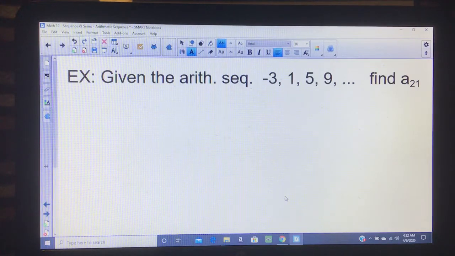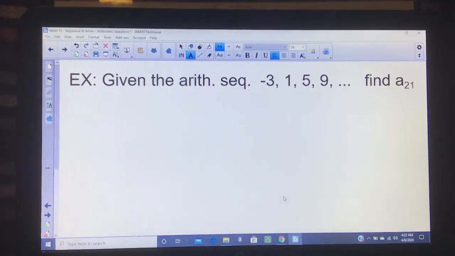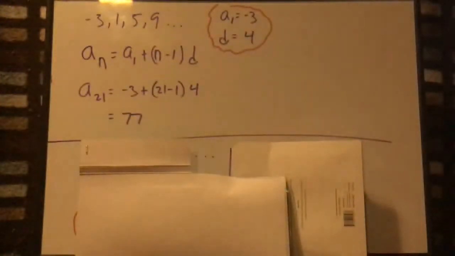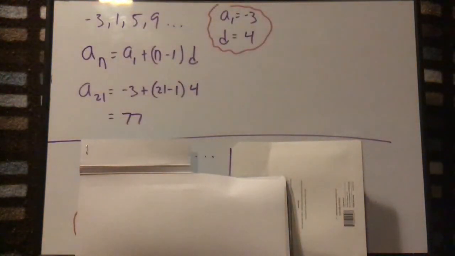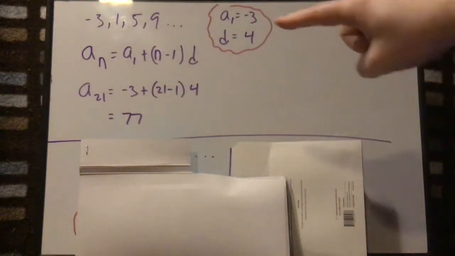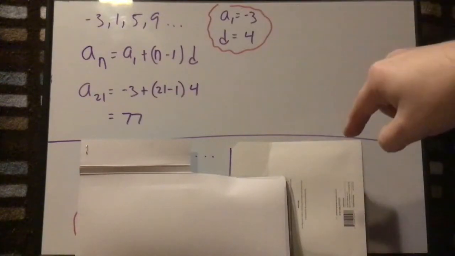So how will I find the 21st term? Well, I'll show you the formula. So this one I wrote out. Basically, the work on the top would be what you would do. You would identify these two things, the first term and the common difference.